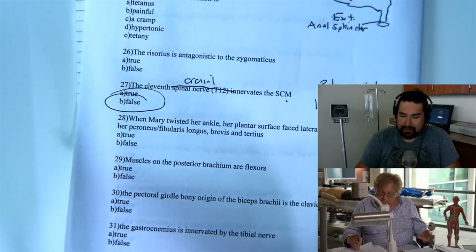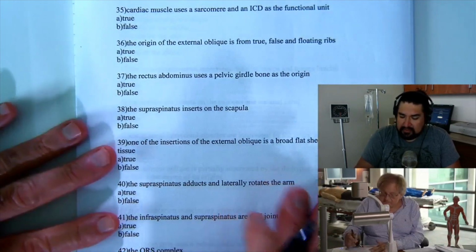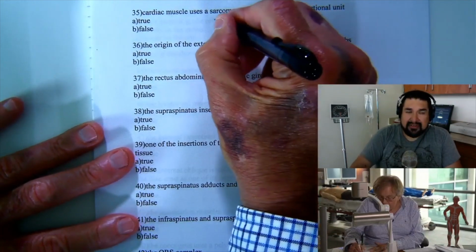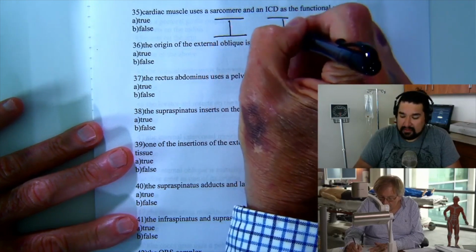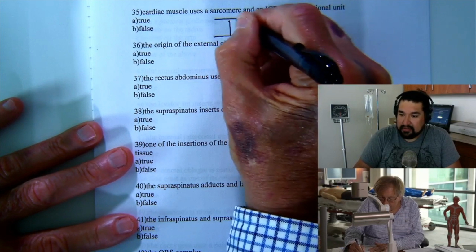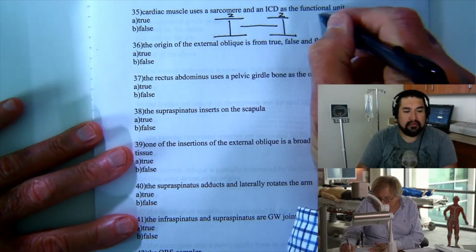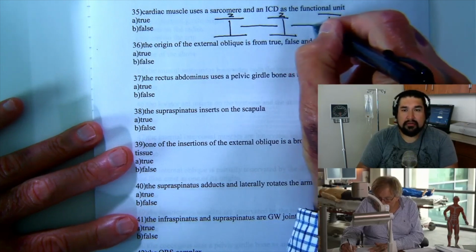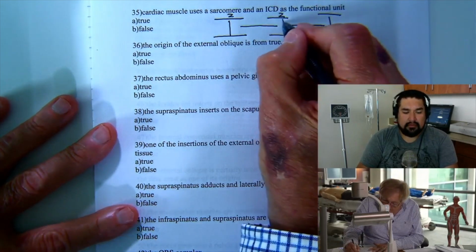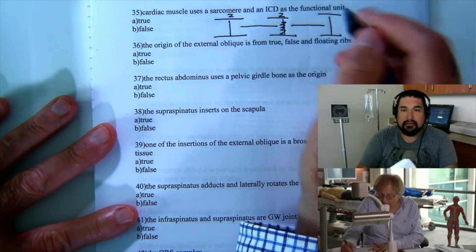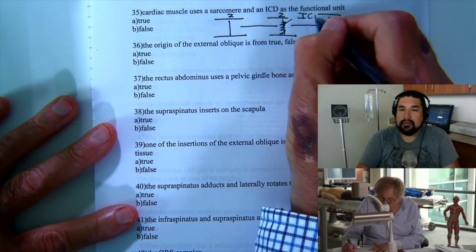The true/false number 35. 35. Cardiac muscle uses a sarcomere and an ICD as a functional unit. Remember, the only really main difference, if you looked histologically, is that, remember we said a sarcomere is nothing more than from a Z line to a Z line. And if I just add, like I did for you on the muscle lectures, another extension of a sarcomere, and I had a little squiggly line over the top of that, that would be considered to be an ICD, an intercalated disc.